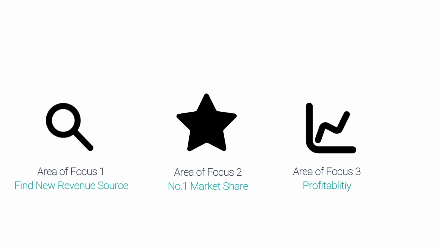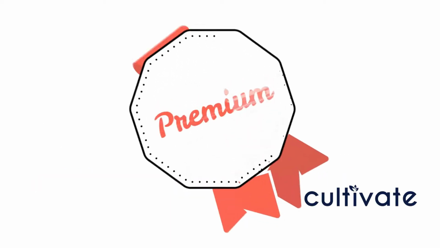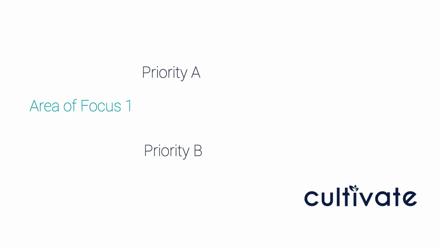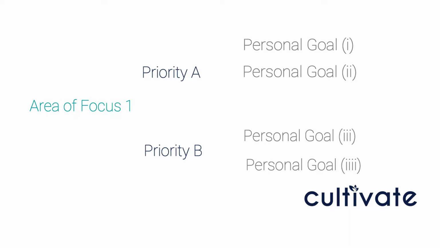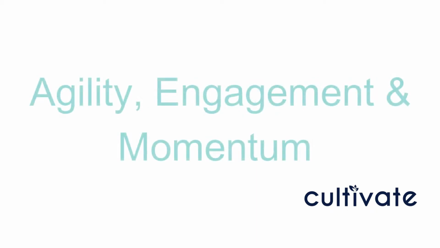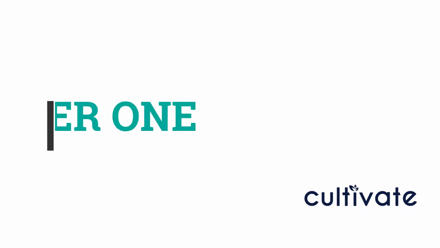The areas of focus are what your business needs to do collectively over the medium term to progress towards the long-term ambition. Each area of focus is broken down into priorities. Priorities are short-term groups of activity or milestones that can have a specific due date. Cultivate encourages collective as well as individual contribution by allowing you to set personal goals against any of the priorities determined by senior leadership. Cultivate is a tool to build agility, engagement, and momentum for any business. So let's get started. Chapter 1.